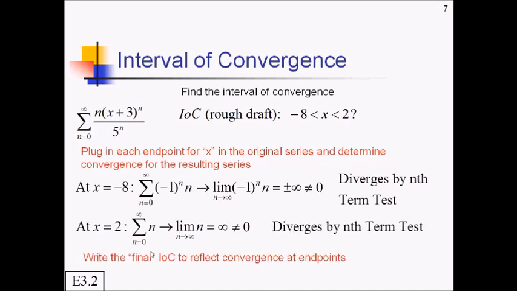At this point, we're going to write our final interval of convergence to reflect whether or not we converged at the endpoints. Since we did not converge at either of them, these are both going to remain less than rather than writing less than or equals to. So I'm going to have negative 8 is less than x, which is less than 2.